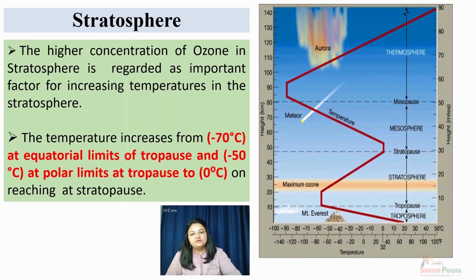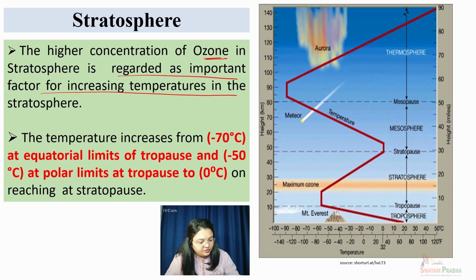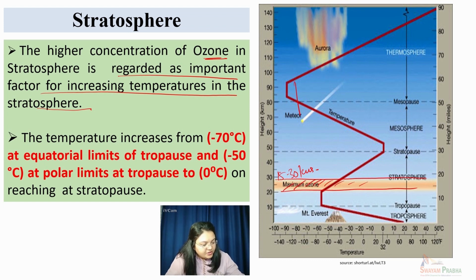Unlike the troposphere, the temperature in the stratosphere is warmer. The higher concentration of ozone in this particular layer can be regarded as one of the important factors for increasing the temperature. As we have already discussed, nearly 15 to 30 kilometers from the surface of Earth, in the stratosphere there is a maximum concentration of ozone which absorbs the UV radiation, and because this layer absorbs the UV radiation, the temperature in the stratosphere is higher as compared to the troposphere.